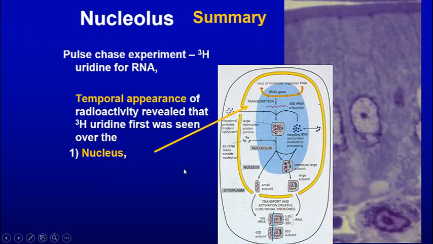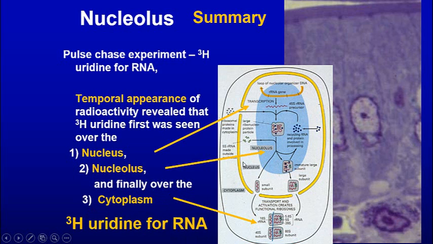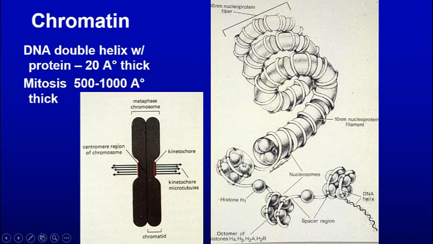So in summary, looking for a temporal appearance, if we follow uridine, it would go through the nucleus, and next it would be in the nucleolus, and next it would be in the cytoplasm over the period of time after you expose the cells to uridine. They also used a pulse chase experiment, giving non-radioactive uridine to help follow the pathway over time. Uridine, because uridine is in RNA.